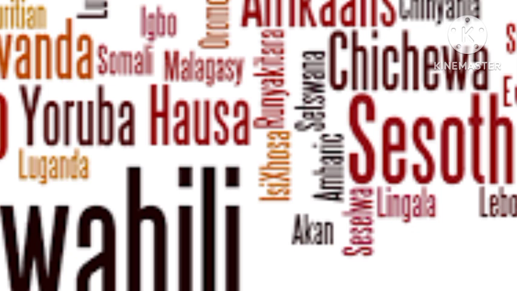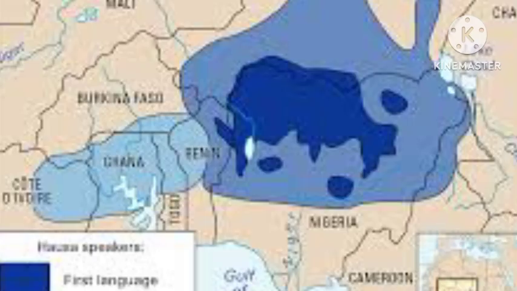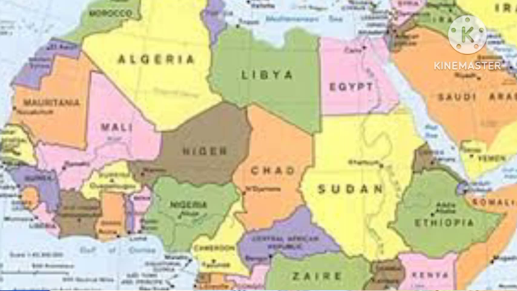Another language that can be considered is the Hausa language. Hausa is widely spoken in parts of northern Nigeria, Niger Republic, Chad Republic, and mainly the northern part of Cameroon, Benin Republic or Republic of Benin, northern part of Ghana, Togo, Ivory Coast, and Burkina Faso.